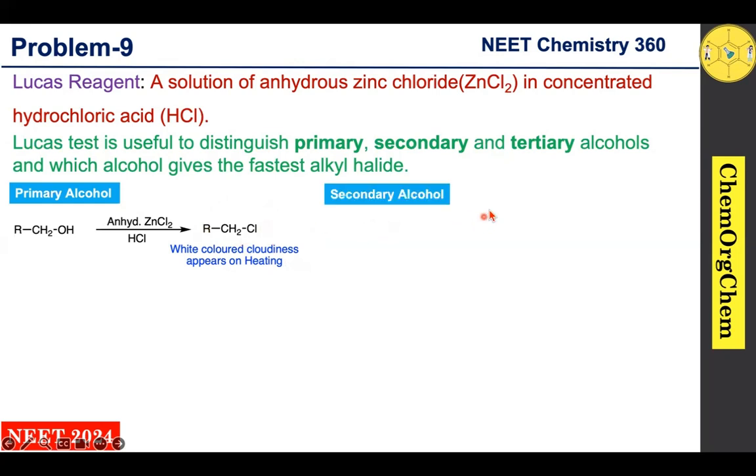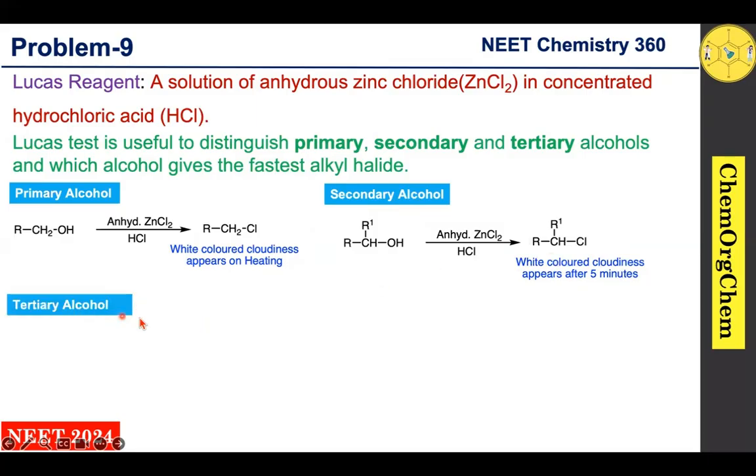So let's move on to secondary alcohol. When you take the secondary alcohol and react with Lucas reagent, it produces white colored cloudiness after 5 minutes because of the formation of the corresponding secondary alkyl chloride. So let's move on to tertiary alcohol. When you take the tertiary alcohol and react with Lucas reagent, it quickly produces white colored cloudiness, which is due to the formation of tertiary alkyl chloride.